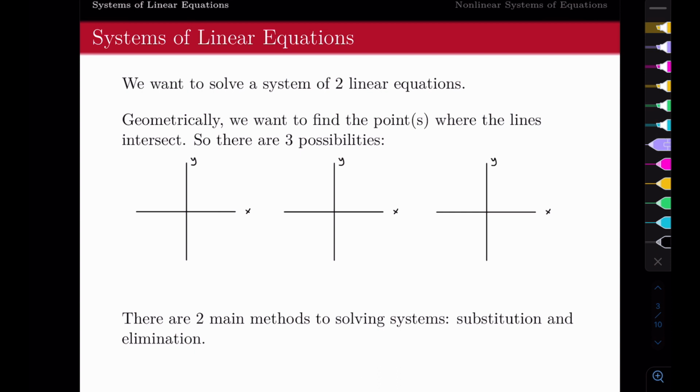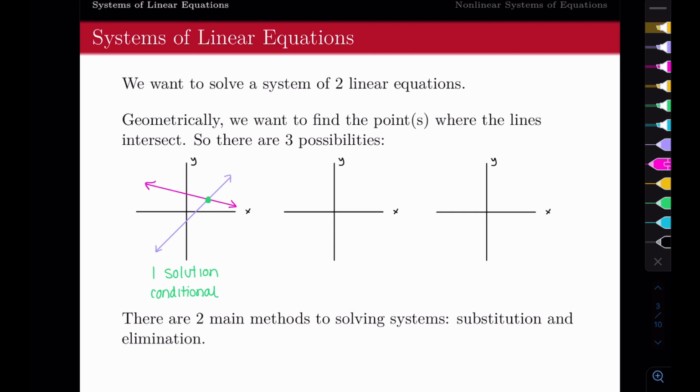So our very first case, maybe we have one line, if we graphed it, look like this. And then if we graph the second line, maybe it looks like this one. So the very first possibility is that there is one point that is an overlap between these two lines. And in this case, that would mean there is one solution to this equation or the system of equations. Okay? If that's the case, we call this a conditional equation.